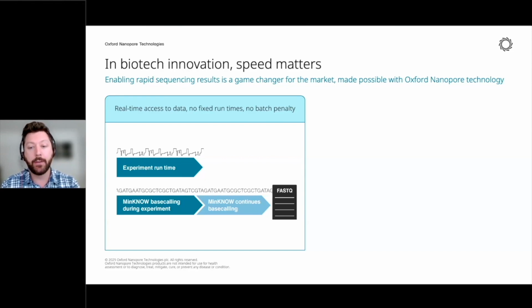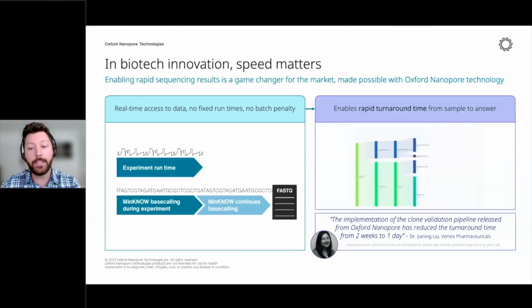Unlike traditional sequencing platforms that require fixed runtimes or high sample batching or extended protocols, our platform offers real-time access to that information. What we see here is that as soon as DNA starts to enter a nanopore, you start generating signal data. Then our integrated software, MinKNOW, can perform base calling as the experiment runs. This converts that raw signal into FASTQ files continuously. There's also no need to wait for the full run to finish. If you have enough data for your experiment, you can stop that run and move straight into analysis. And if you have capacity left in that flow cell, you can wash and reuse it for additional experiments at a later time.